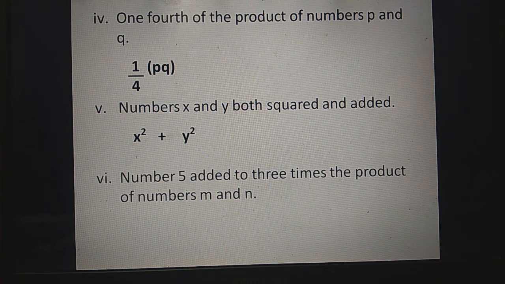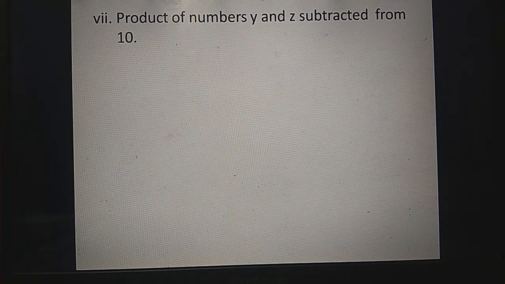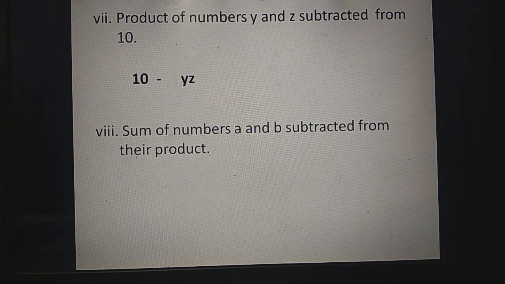Number 5, added to 3 times the product of numbers m and n. Added to means you have to add 5 to what? 3 times the product. 3 times means 3 into mn. To this you will add 5. Next, product of numbers y and z subtracted from 10. So first you will write 10 and you will subtract product of yz from it.